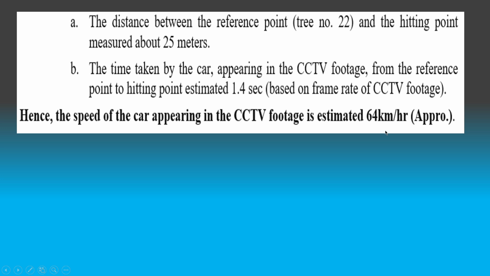So in such cases, you can apply this formula for estimating the speed. As I have told, I have applied this successfully in many cases.